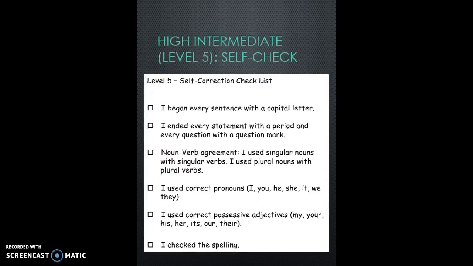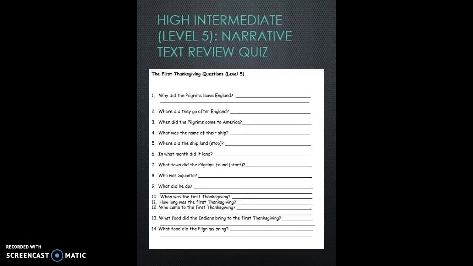For level 5, we're really trying to get students to learn how to identify their own errors, right? And to self-assess. And one way you can do this is with checklists. We've talked about these many times. Here's a checklist for writing that I asked level 5 to use. We did a narrative reading in a civics lesson on the first Thanksgiving, and this was a review quiz the next day.